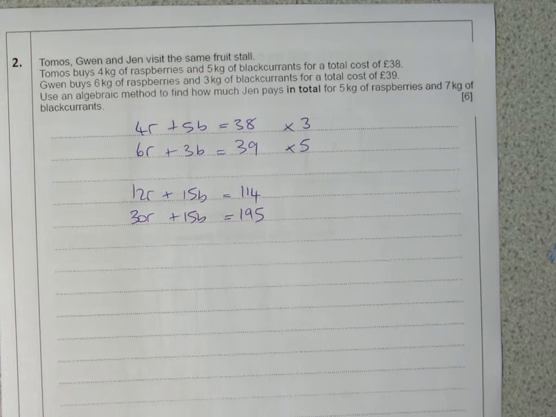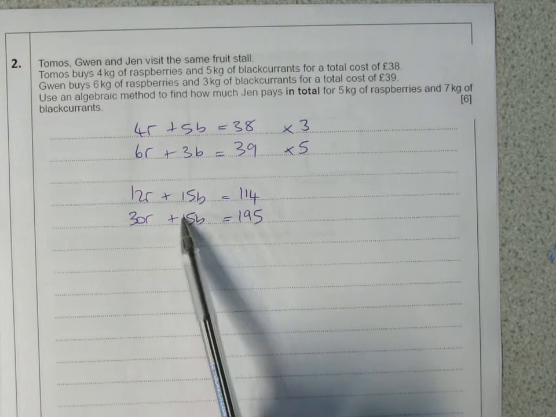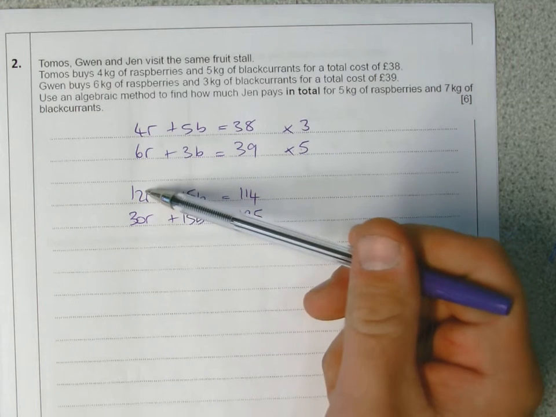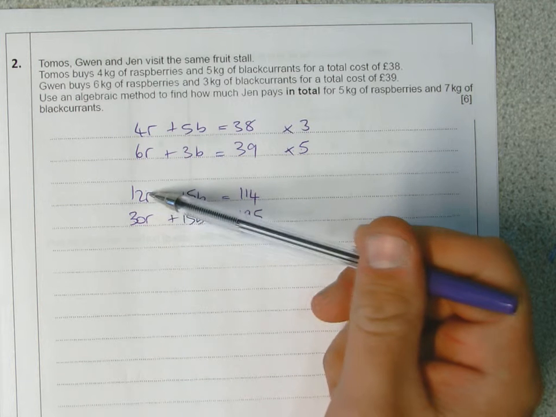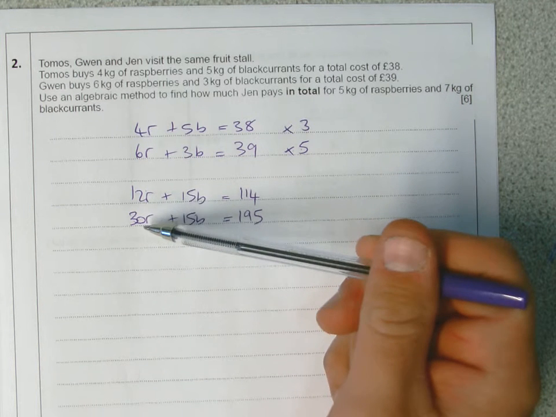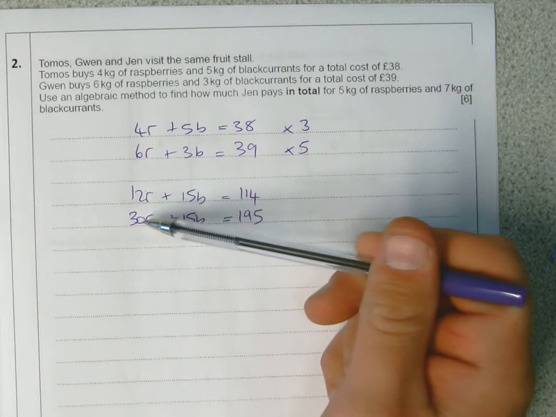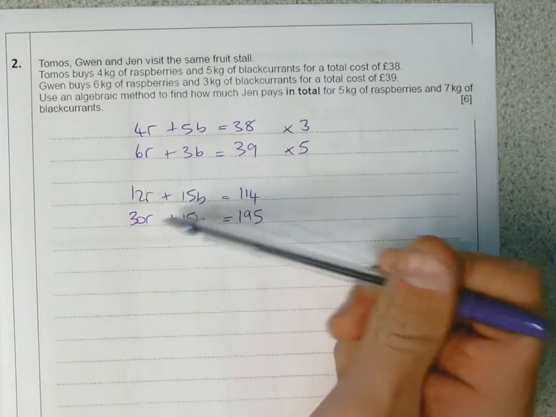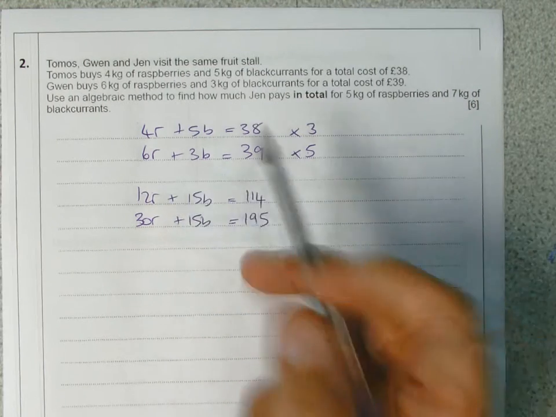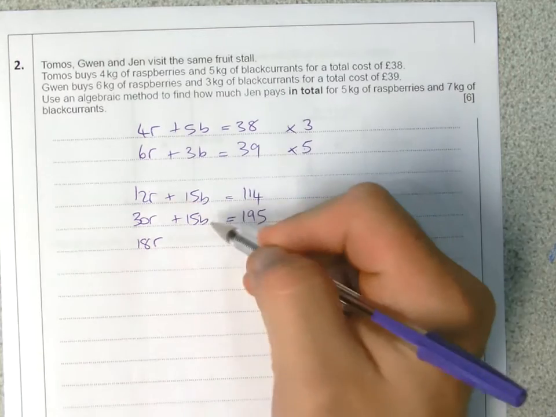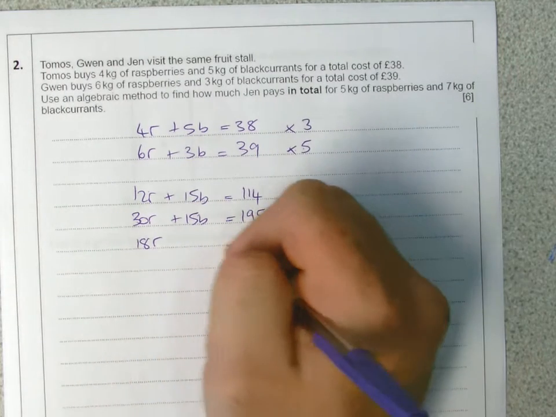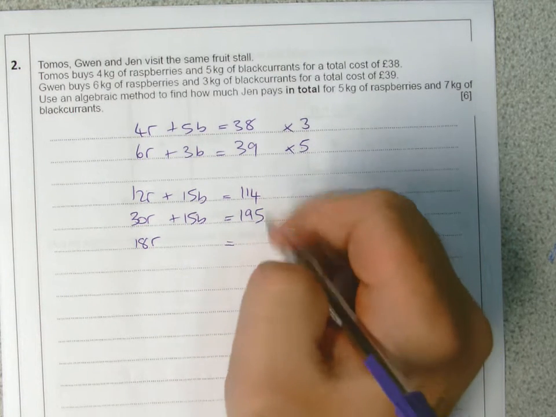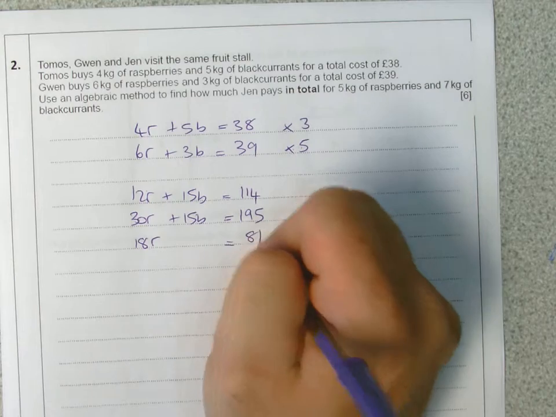And again, to get rid of the b's now, we can just take away. And be careful here. Of course, if we did 12R take away 30R, we'd end up with a negative, won't we? So you can do it the other way. We can do this equation here, take away the top equation. So 30R take away 12R is 18R. The b's will go when you take them away. And 195 take away 114 will give me 81.